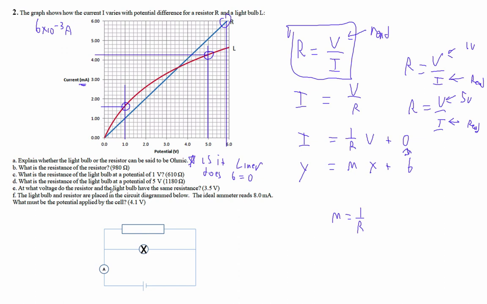Okay. And at what voltage do the resistor and the light bulb have the same resistance? Well, if they have the same resistance, then at some voltage, the current is exactly the same. So where is that on the graph? Where does R equal L? Well, it's 0, but also at some other voltage. R equals L where IR equals IL. Okay, all right.